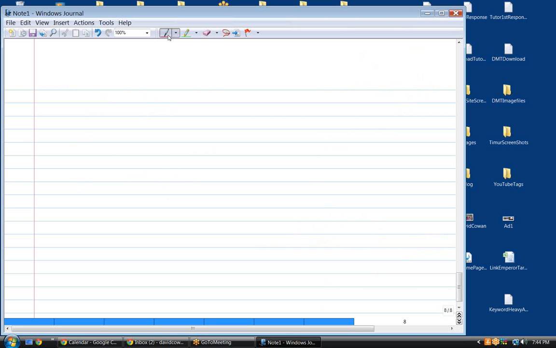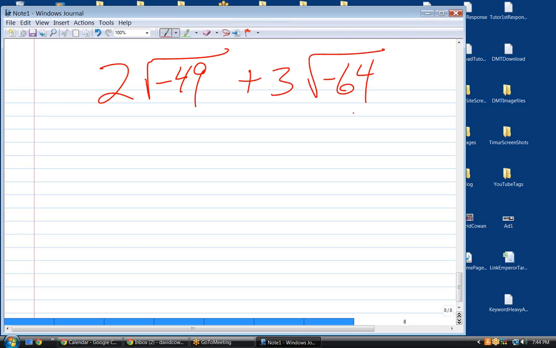What else? 2 square root of negative 49 plus 3 square root of negative 64. You're supposed to come up with the answer to that? Yeah. Okay, what do we got? So you get 7i. Hold on. That gives you 7i, but I got to multiply it by 2. Yeah, 14i.